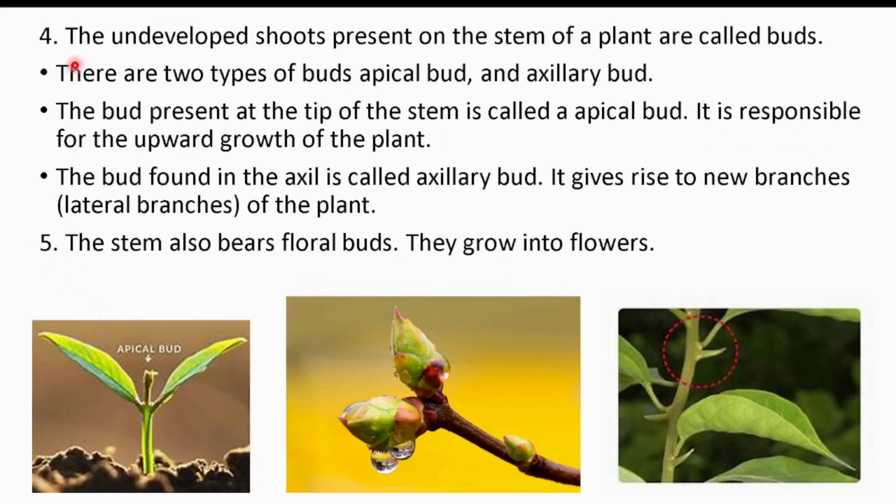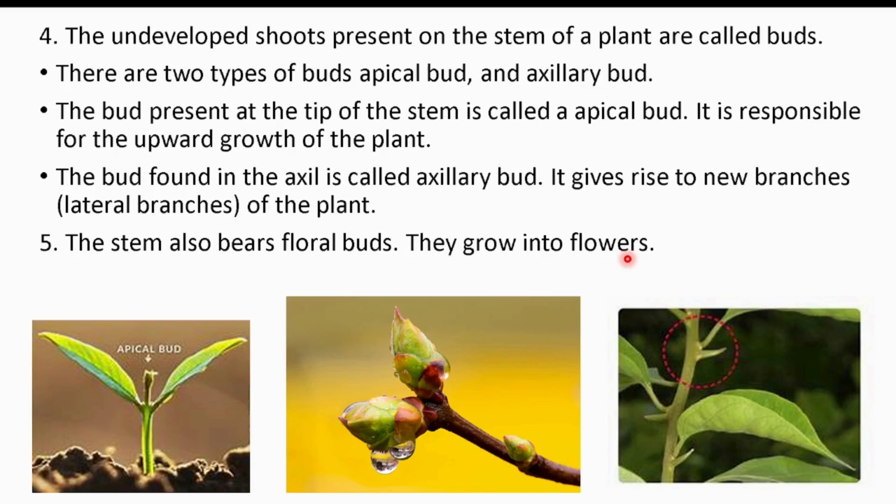Next slide. The undeveloped shoot present on the stem of a plant are called buds. There are two types of buds, apical bud and axillary bud. The bud present on the tip of the stem is called a apical bud. It is responsible for the upward growth of the plant. The bud found in the axil is called axillary bud. It gives rise to new branches, that is lateral branches of the plant. The stem also bears floral buds. They grow into flowers. Okay, so do you know what are buds?